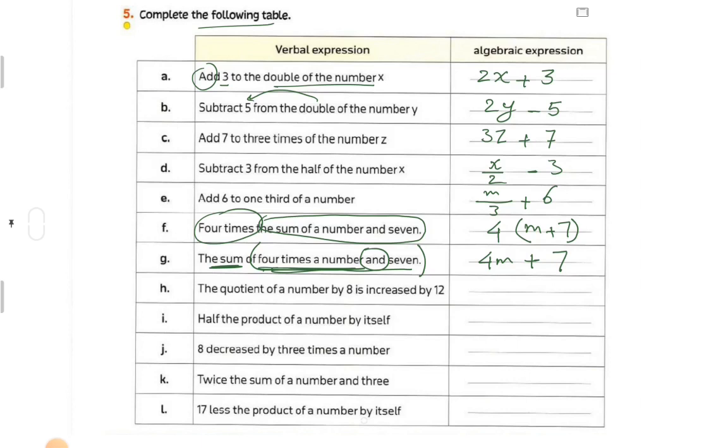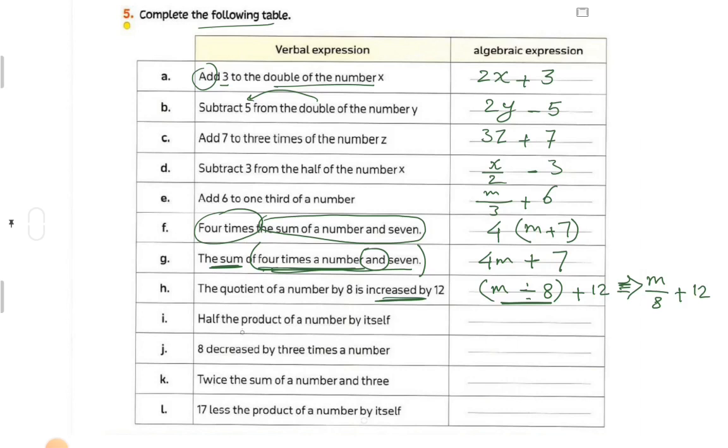The quotient. Quotient means divide. A number by 8 increased by 12. Quotient of a number by 8, any number like m over 8, increased by what? Increased means plus 12. I can write it as m over 8 plus 12.